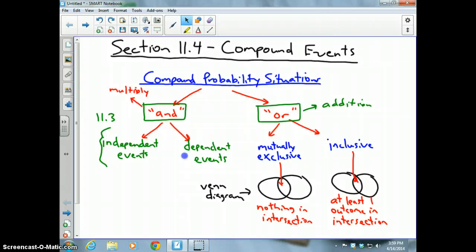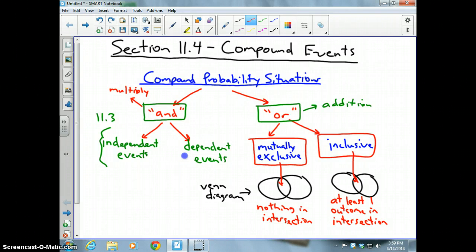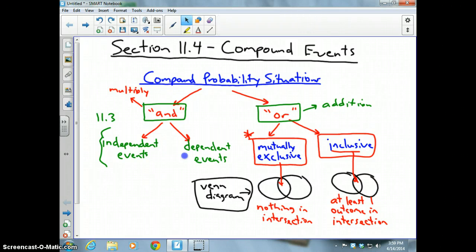Now there are two terms that go along with the word or. If you have an or problem, it could be a mutually exclusive situation or it could be an inclusive situation. This video will deal with mutually exclusive. Video number 2 in section 11.4 will be about inclusive. Now down at the bottom, which is going to be very helpful, is for you to understand how Venn diagrams are used in these situations.